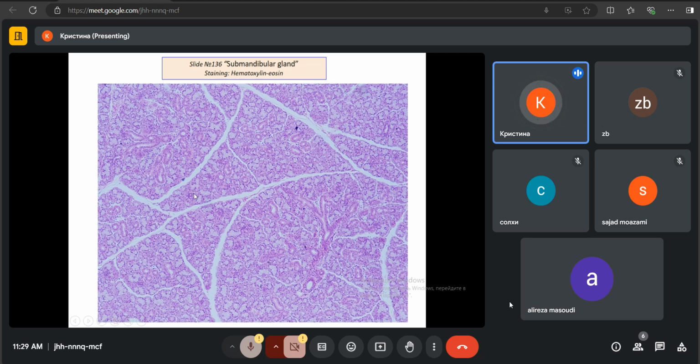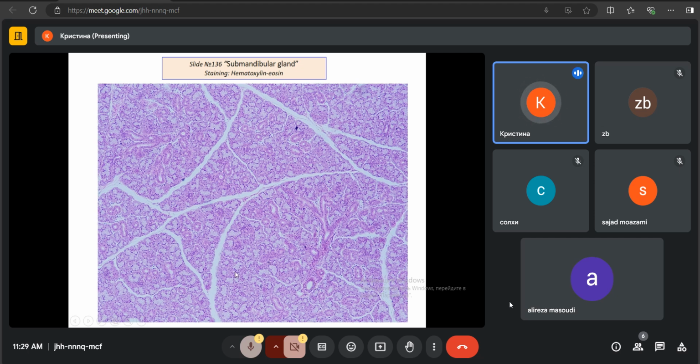Also, we see here very dark basophilic and small intercalated duct. Here, for example, the smallest one. Then we have striated ducts, which look more eosinophilic than surrounding serocytes. Here we see how several striated ducts are combined into one larger intralobular duct. They all lead here this way.